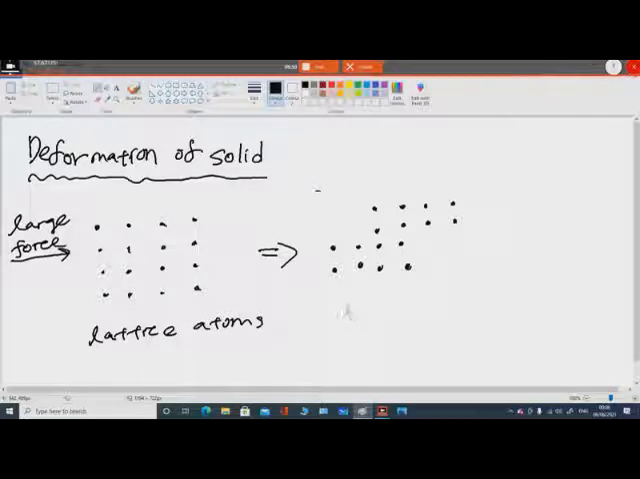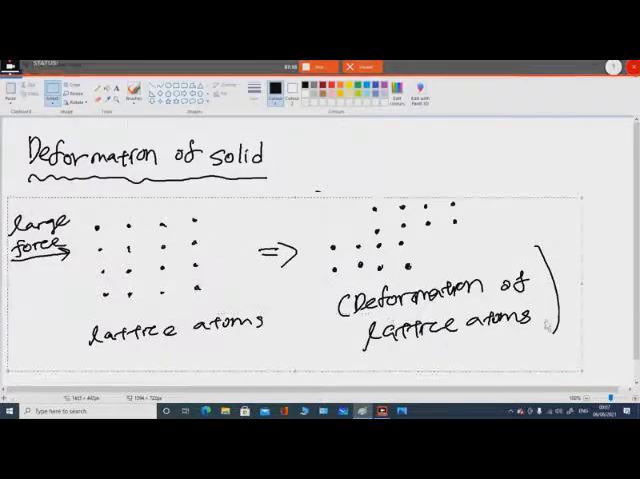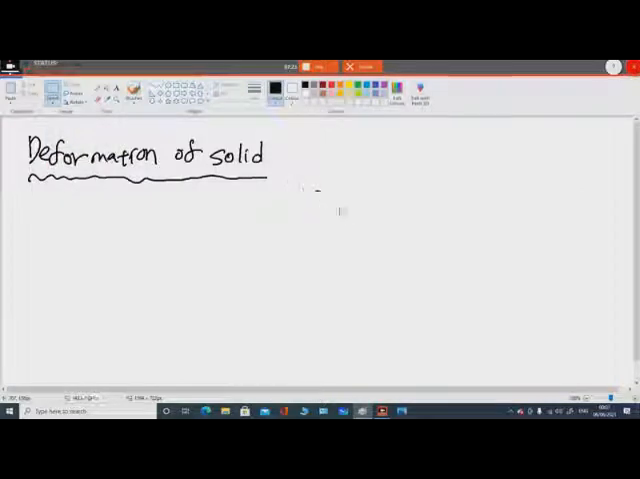This is what we call deformation of the lattice atoms, meaning the atoms will not return to their original shape. Okay, so this is the meaning of the deformation of solids. Let us proceed to the next part.